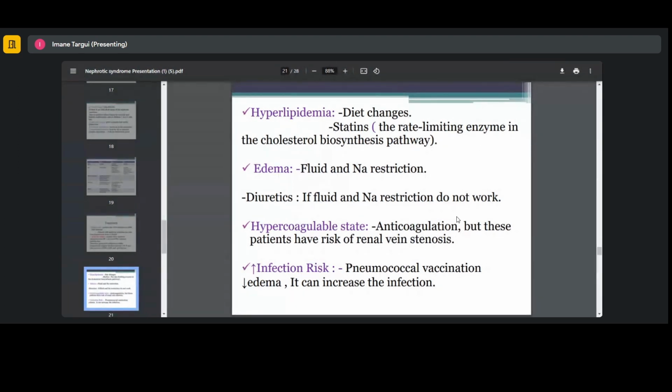And for hyperlipidemia, we have diet changes and statins. With diet changes, the patient doesn't eat anything containing fats, cholesterol or anything else. Statins inhibit the rate limiting enzyme in the cholesterol biosynthesis pathway. For edema, fluid and sodium restriction, and diuretics if fluid and sodium restriction does not work. We have a hypercoagulable state. We can prescribe anticoagulation, but this patient has a risk of renal vein thrombosis. And for high infection risk, pneumococcal vaccination, which decreases edema, which can increase the infection.